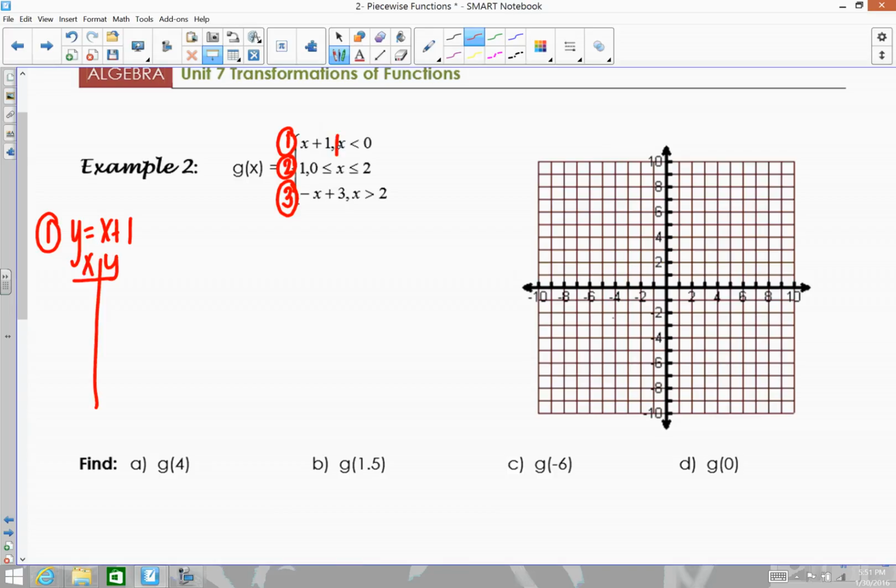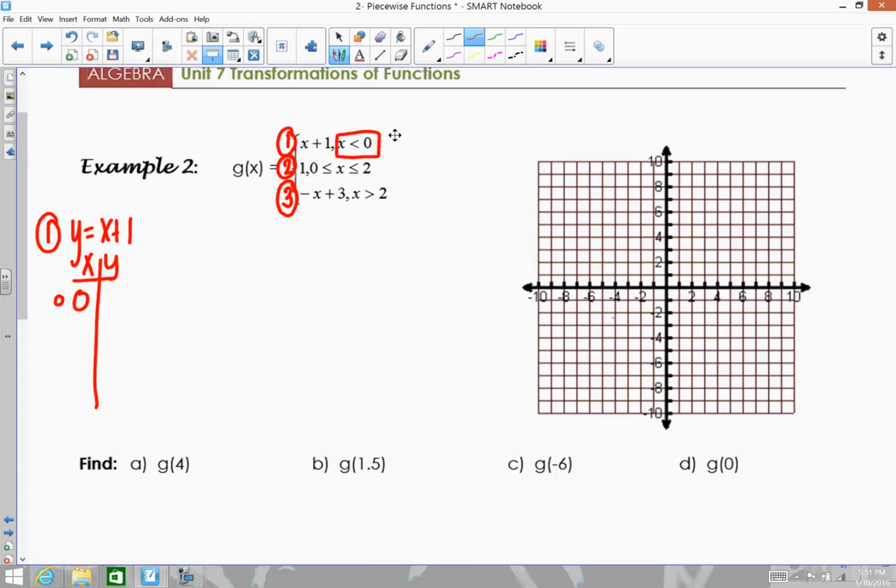So remember, this is your restriction right here. That tells you when to use x plus 1. So x is less than 0. I'm using this equation, y equals x plus 1, whenever x is less than 0. So we're going to start our table at 0. And you have to ask yourself, is it going to be an open or closed circle? It's going to be open because it doesn't have the equals bar. So it's going to be an open circle at 0.